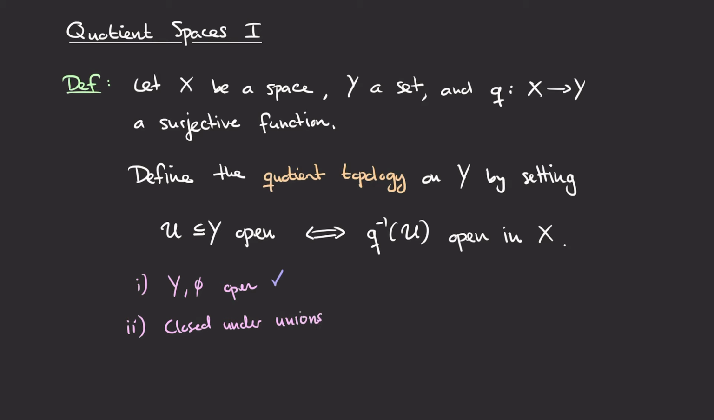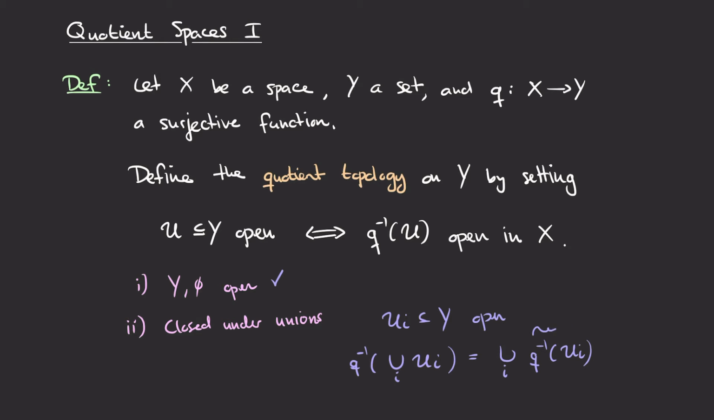For this, we suppose that we have some U_i's, which are open subsets in the quotient topology. And now we need to show that their union is also going to be an open set. And again, we just apply the definition. We have that the inverse image of this union of the U_i's, well, this by properties of preimages is going to be the union of the preimages of the individual U_i's.